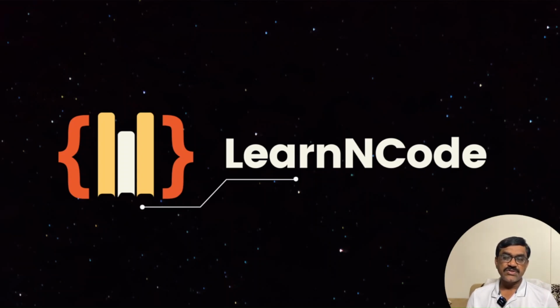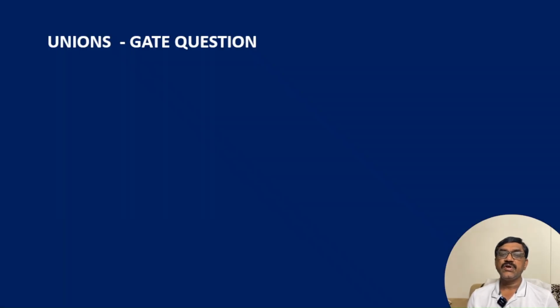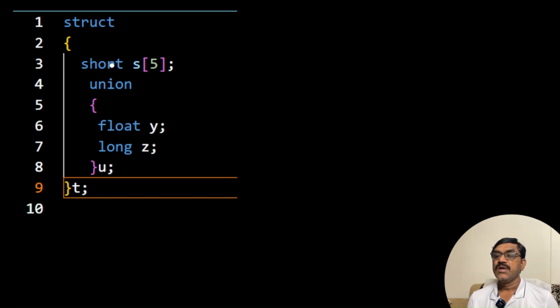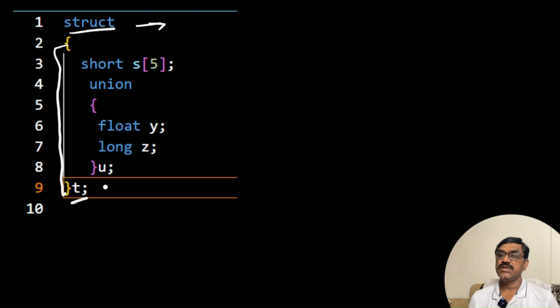In continuation of the last session, today we are going to discuss some important GATE examination questions on unions. Let us discuss. The first question we are going to discuss here is this. Here we have given a structure. Here the name of the structure is not mentioned. This is a structure without name or without the structure tag. This is known as anonymous structure. Without using the structure tag also we can create a structure. This is the outer structure and the structured variable here is t. And within the outer structure, we have the variable short s[5].